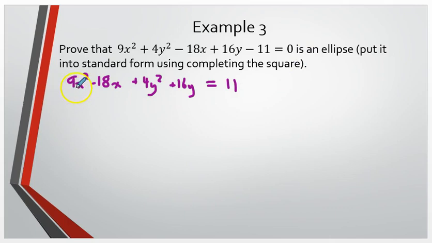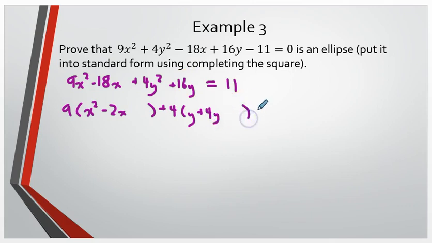Now there's a problem here because I don't want to have a number in front of the x squared or the y squared. So for the x's, I'm just focusing on the x's for a second, I'm going to take the 9 out. I'm going to factor it out. So 9x squared divided by 9, and then negative 18x divided by 9. And I'm going to leave my blank space for completing the square in just a moment. And then for the y's, I don't want a coefficient on the y squared, so I'm going to take 4 out of everything on the y's. 4y squared divided by 4, and then 16y divided by 4.